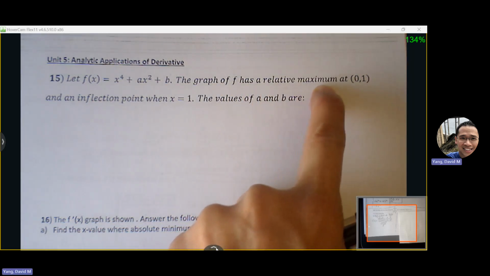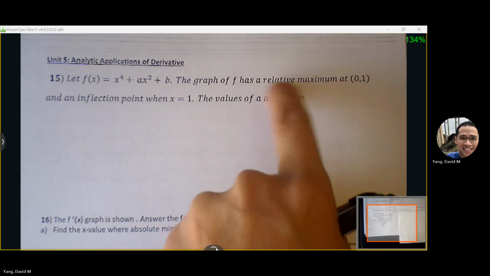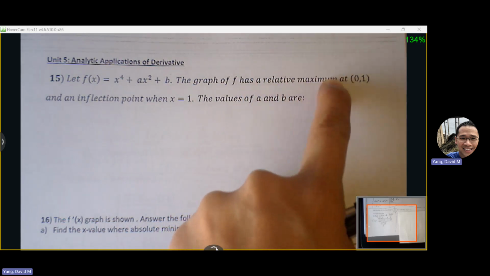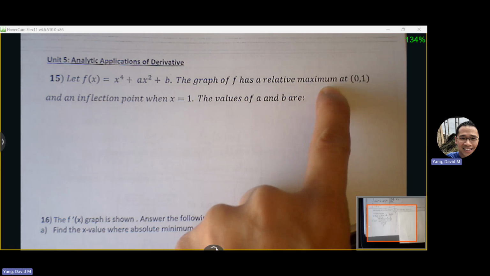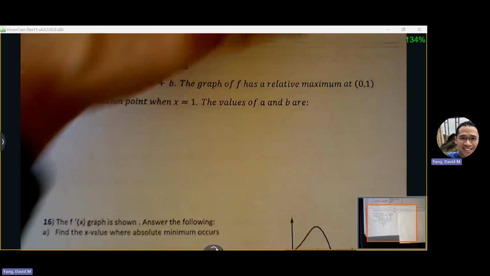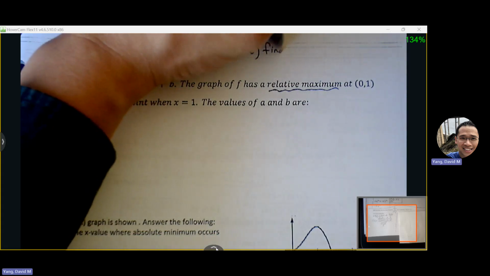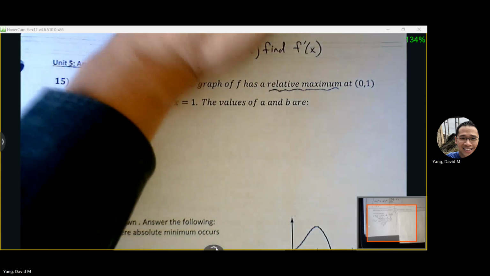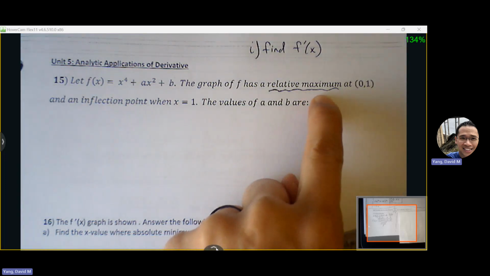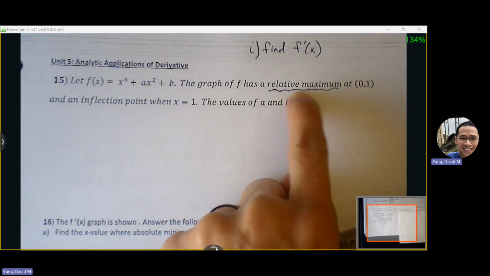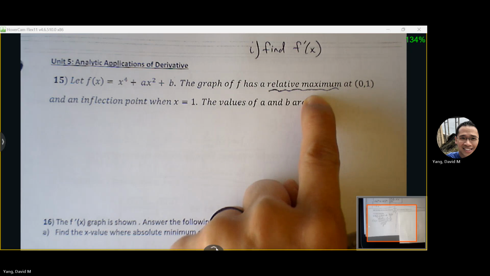If a function has a relative max at (0, 1), what level will allow us to get to relative max? Derivative, yeah. So for relative max, we're going to find f prime. And if I want to find a relative maximum, what do I do after I find f prime? Before I get to relative max, I first have to get to critical point, right? So how do I find a critical point?